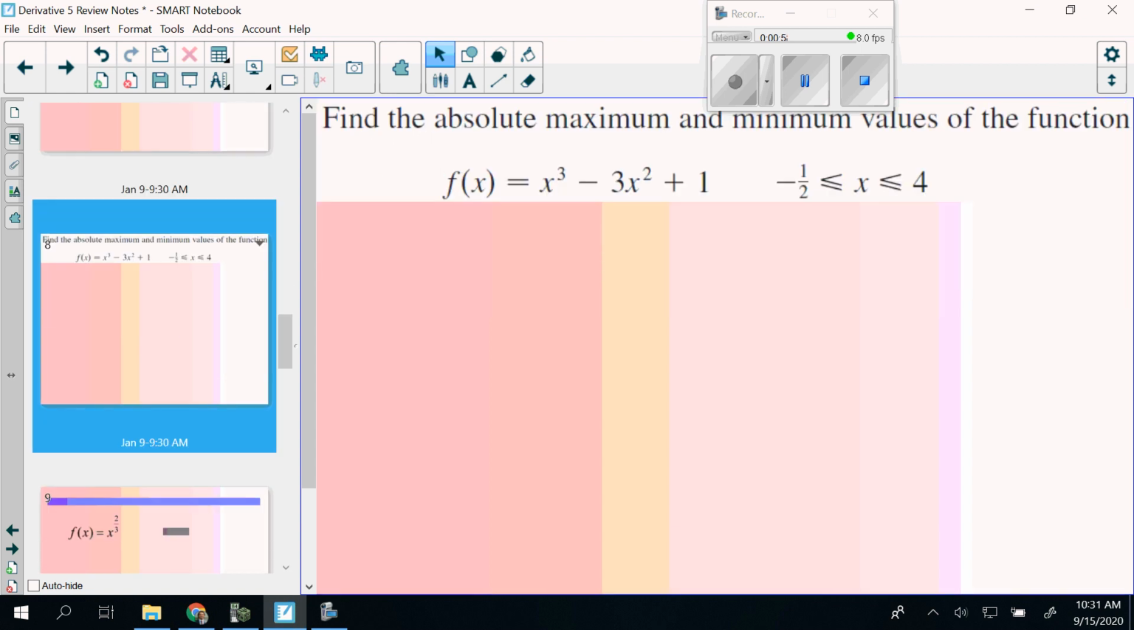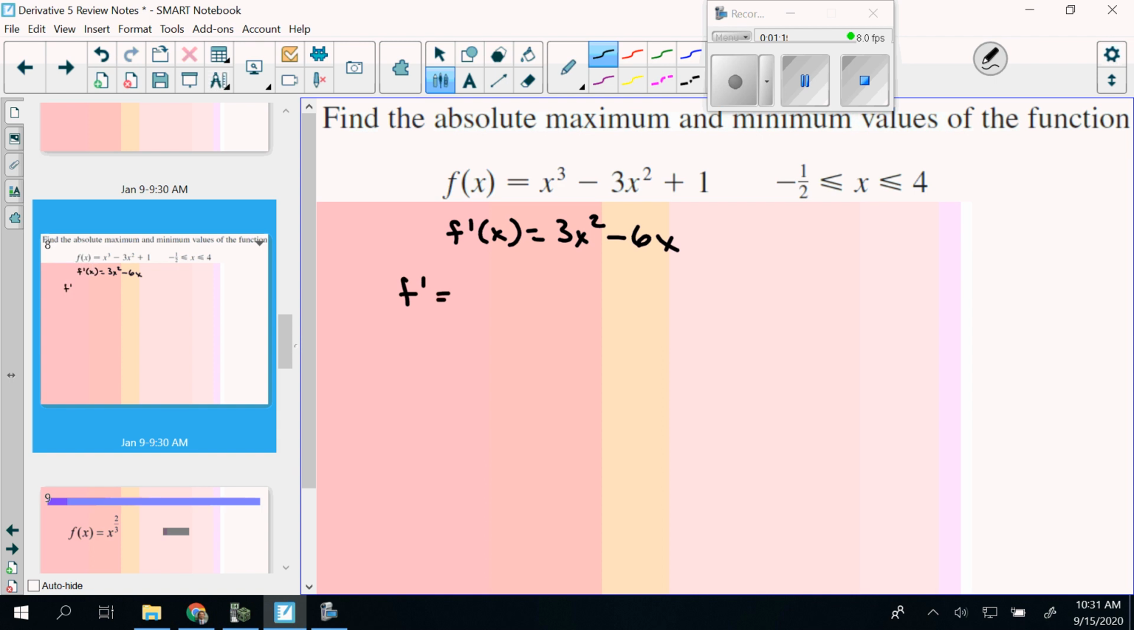Okay, so first one we're going to do, find the absolute max and min of this. We need the derivative to find those critical values. So first thing, find the derivative, just using our little power rule here. The last one's a constant, so that's 0. Now to find our critical numbers, find out where this derivative equals 0. That would just be setting this equal to 0 and seeing what we get.